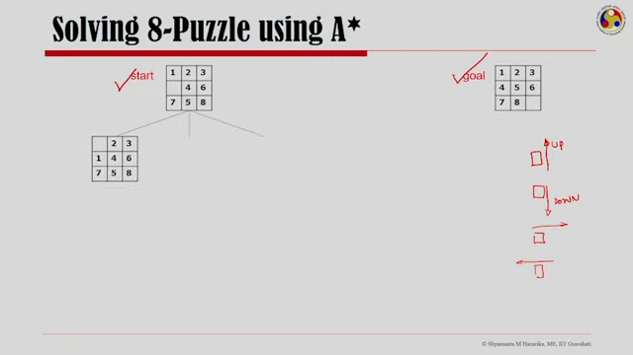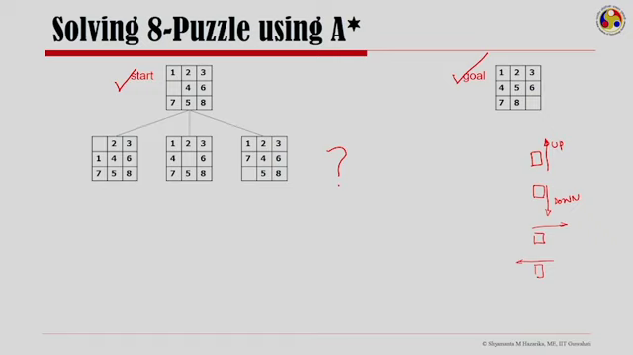So on moving 1 down, we have 1 state. On moving 4 out, we have another state. Moving 7 up, we have a 3rd state. Now the question is, given these 3 states, which is the state that I expand next?